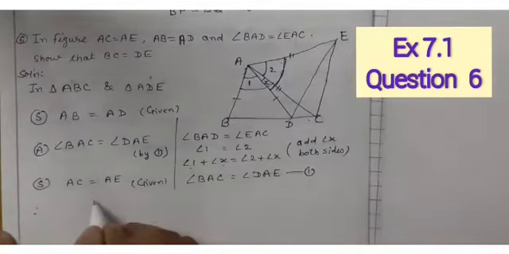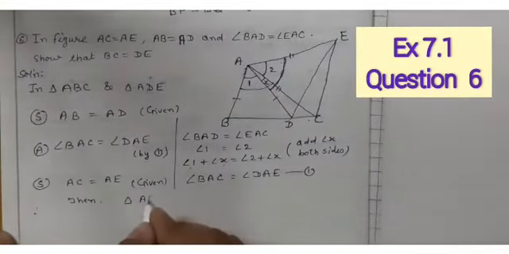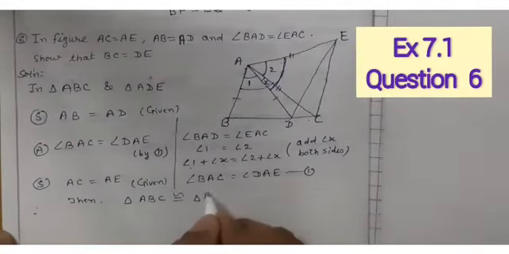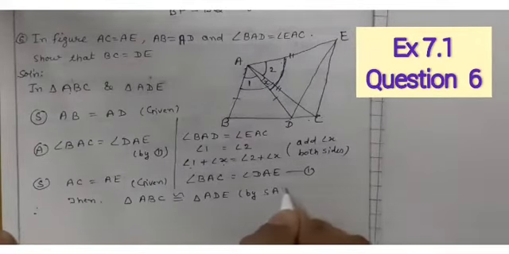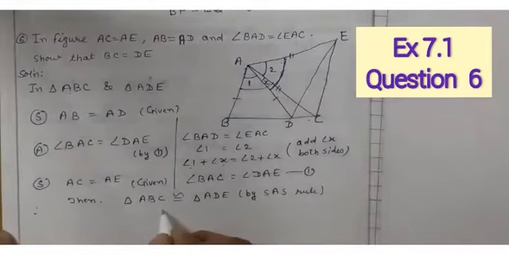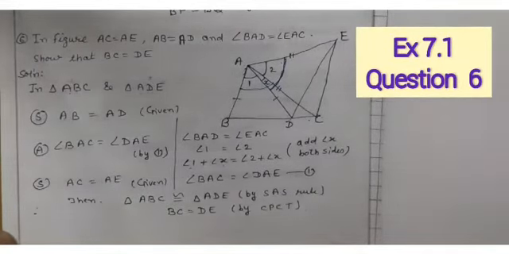So at last, what is the meaning? Then I can say triangle ABC will be congruent to triangle ADE by SAS rule. If both are congruent, then what we can say? BC is equal to DE by CPCT.